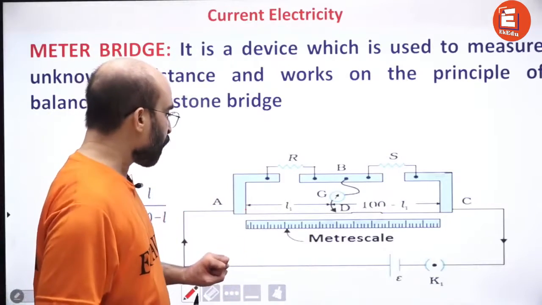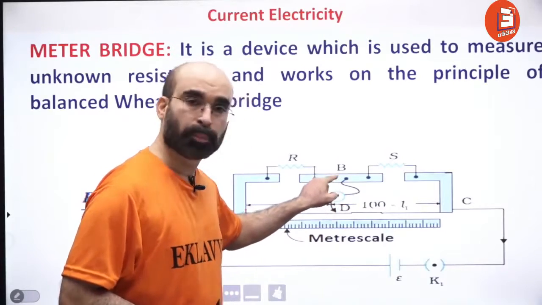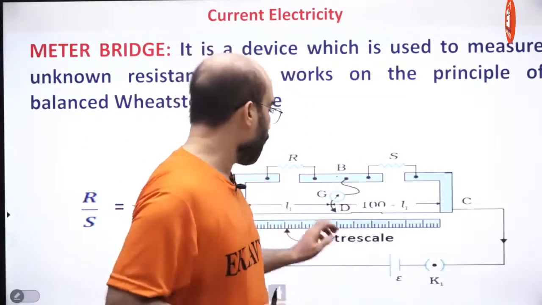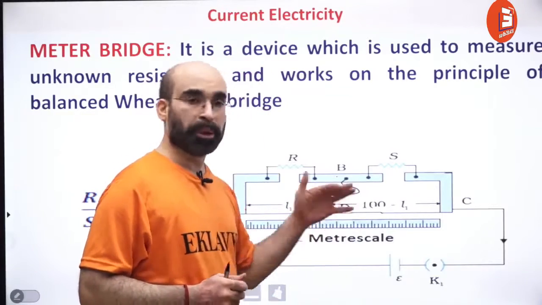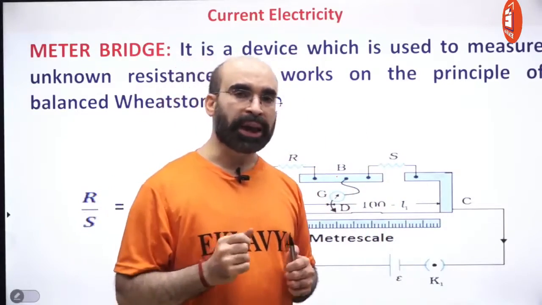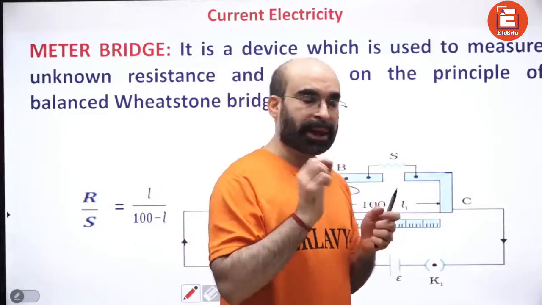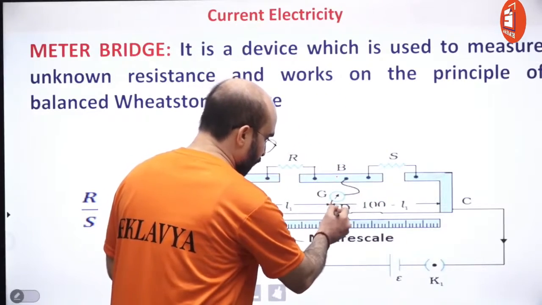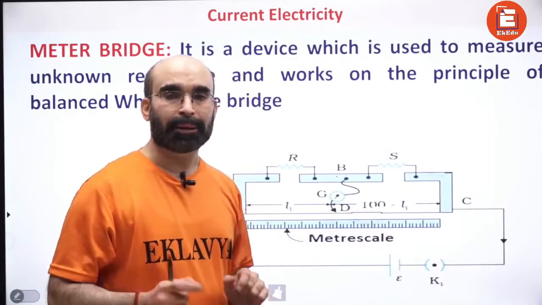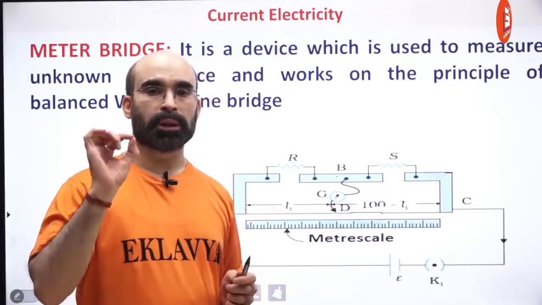Is that clear? One end of the galvanometer is connected to this point B, right at the middle of the thick metal strip, and another end is movable. It is connected with a jockey. The jockey is nothing but a sort of metal hook that you can slide on this wire, and where the galvanometer shows 0 deflection, that point is called the null point.